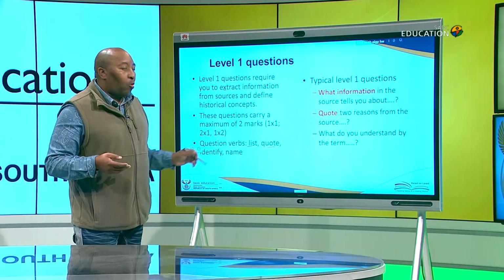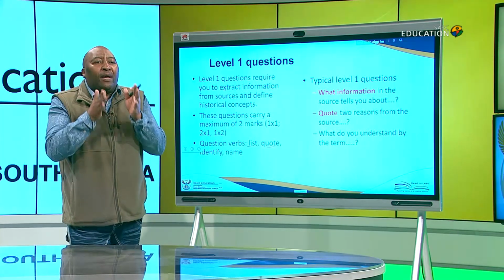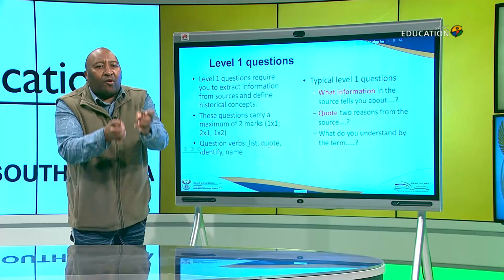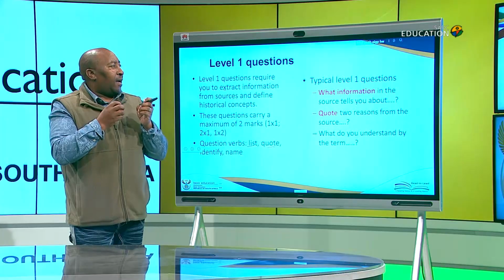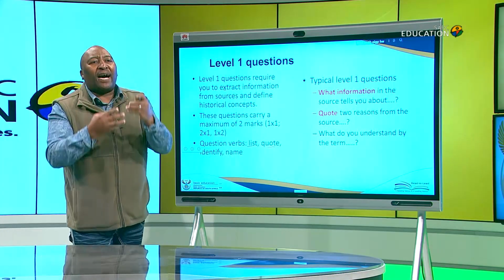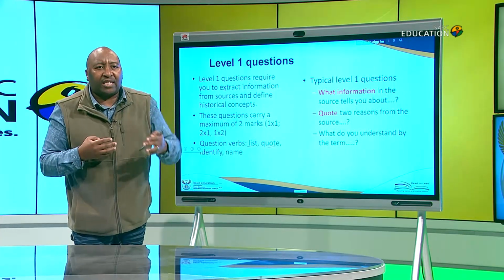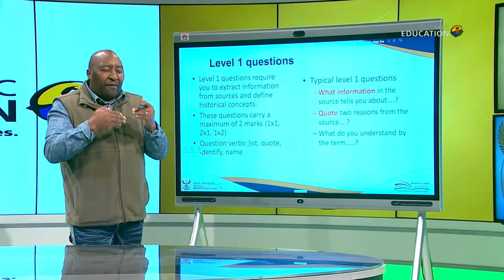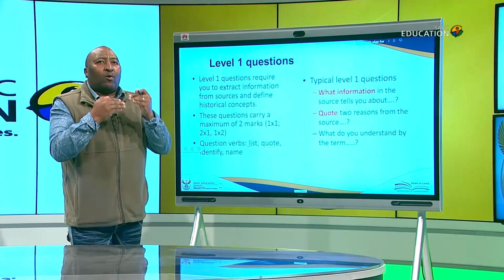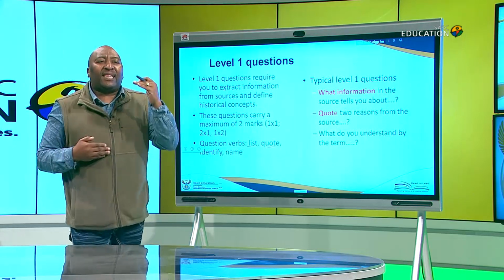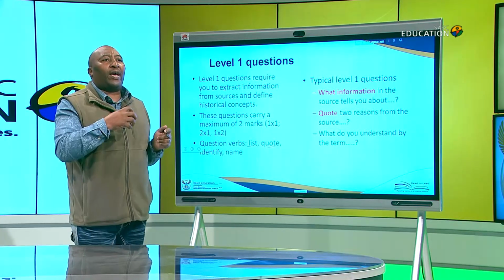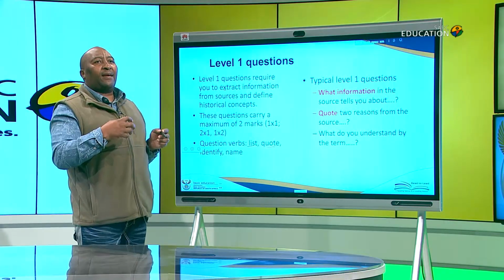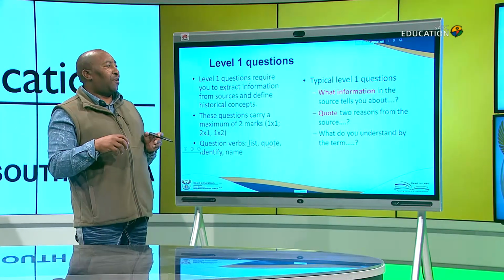So the level 1 questions simply want you to obtain information from the source. This is one easier approach to passing the source-based questions. Once you get the 15 marks from level 1, you are already at 30% in your response. So it means you are well on your way to passing the question that is out of 50.